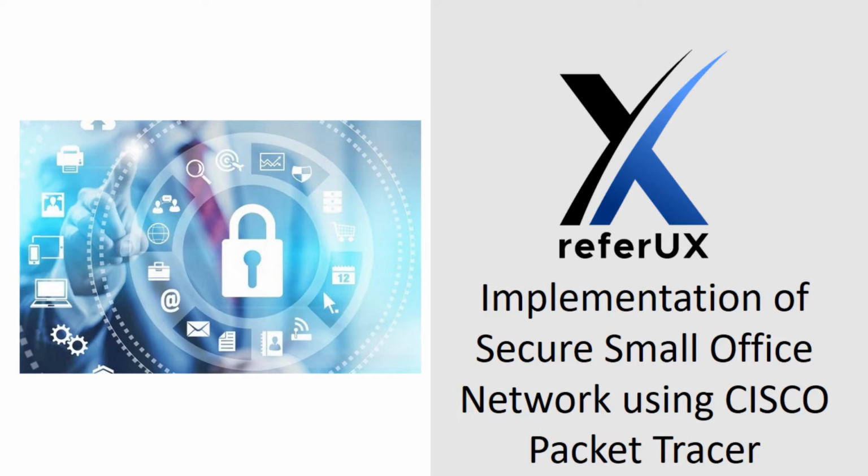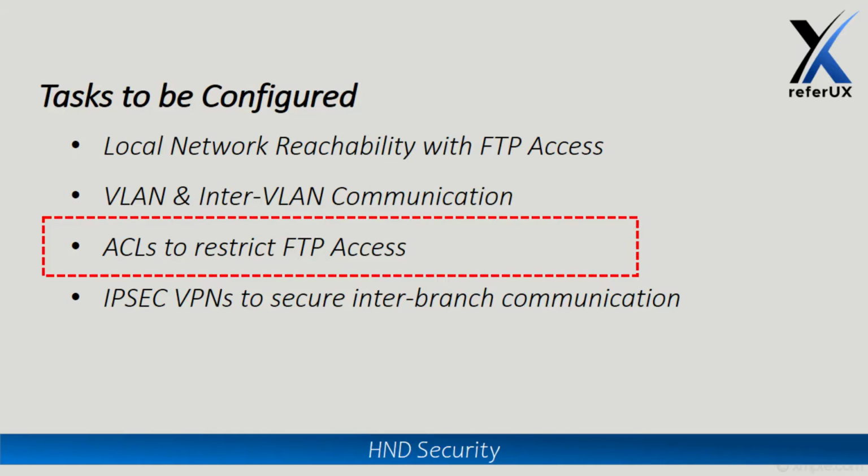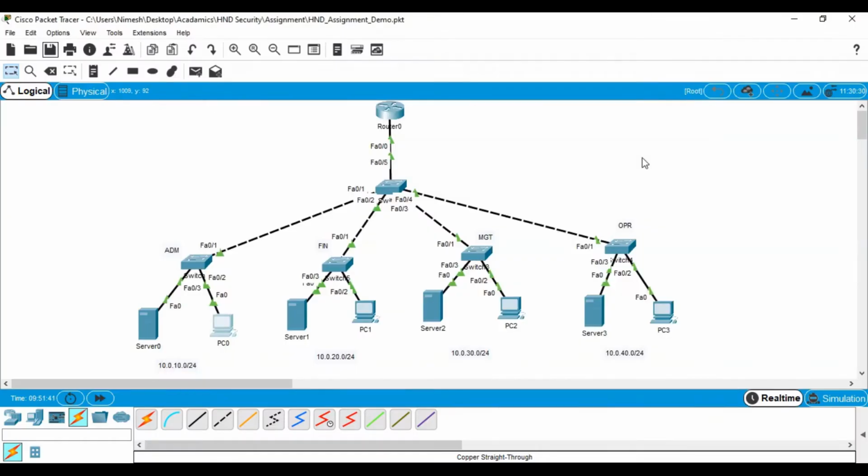Myself Nimesh. In this video, we are demonstrating part 3 of the 4 video series of implementing a secure office network for a small office environment. Here, we are demonstrating implementing access control lists in order to avoid other departments accessing each other's file servers. So let's start. Implement access control lists in order to avoid other departments accessing each other's file servers.